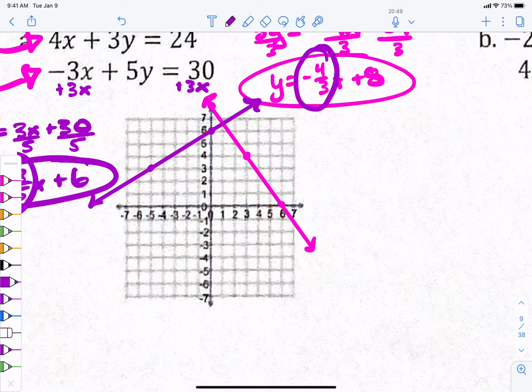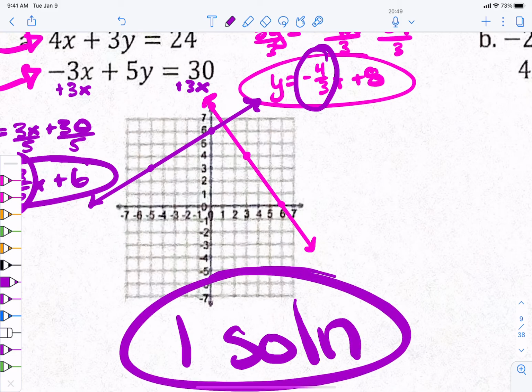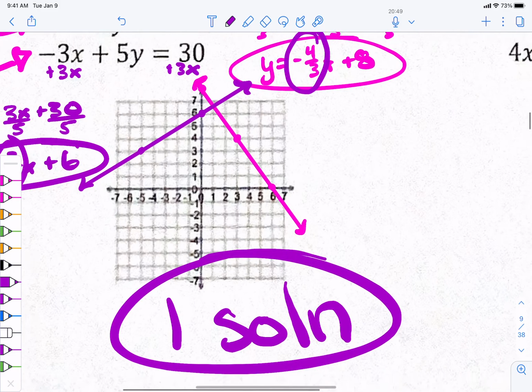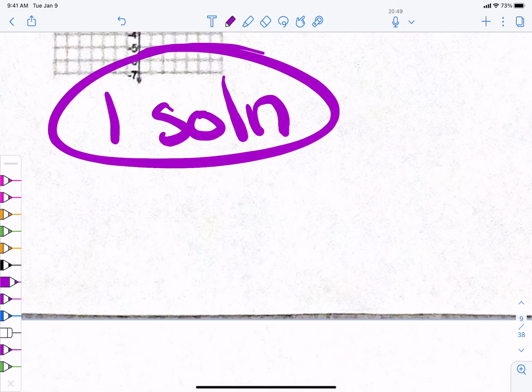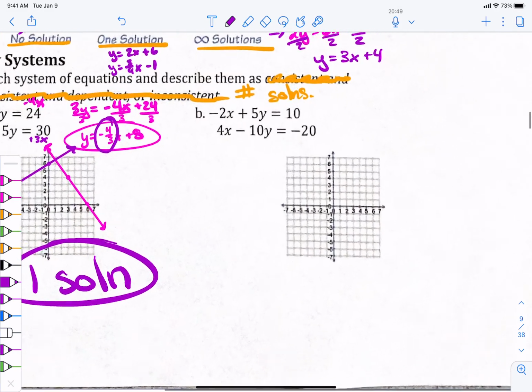Okay, good. Happy with that? One solution. Put that down. And I abbreviate solution as SOLN. If you want to do that also, you sure can. Solution, SOLN. Okay?